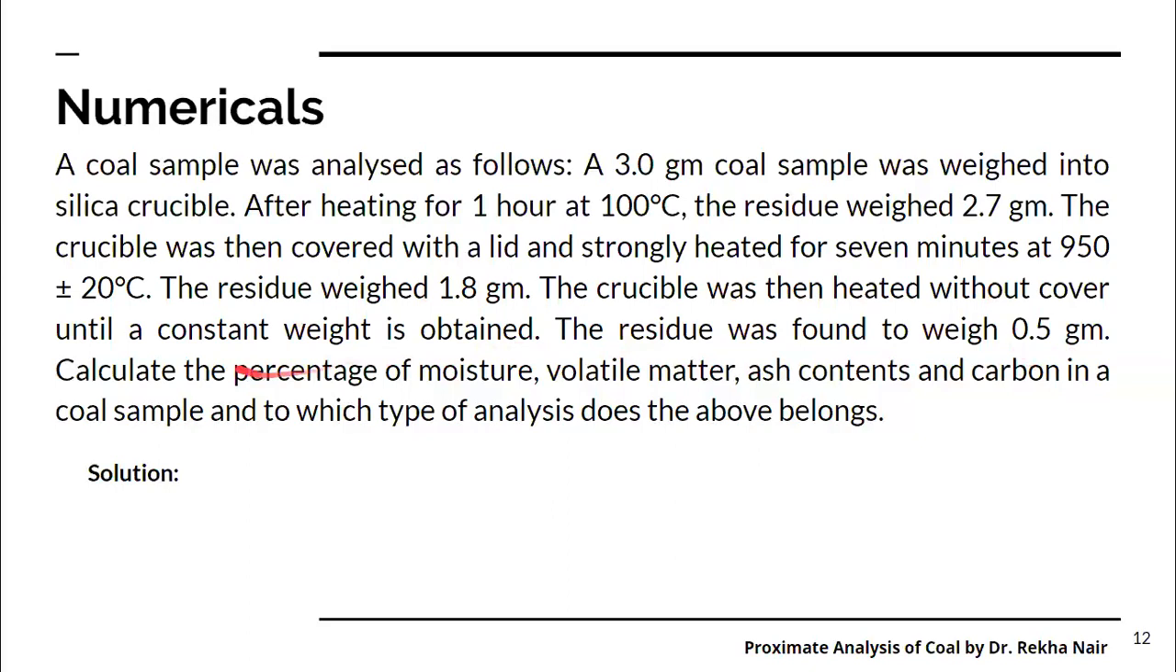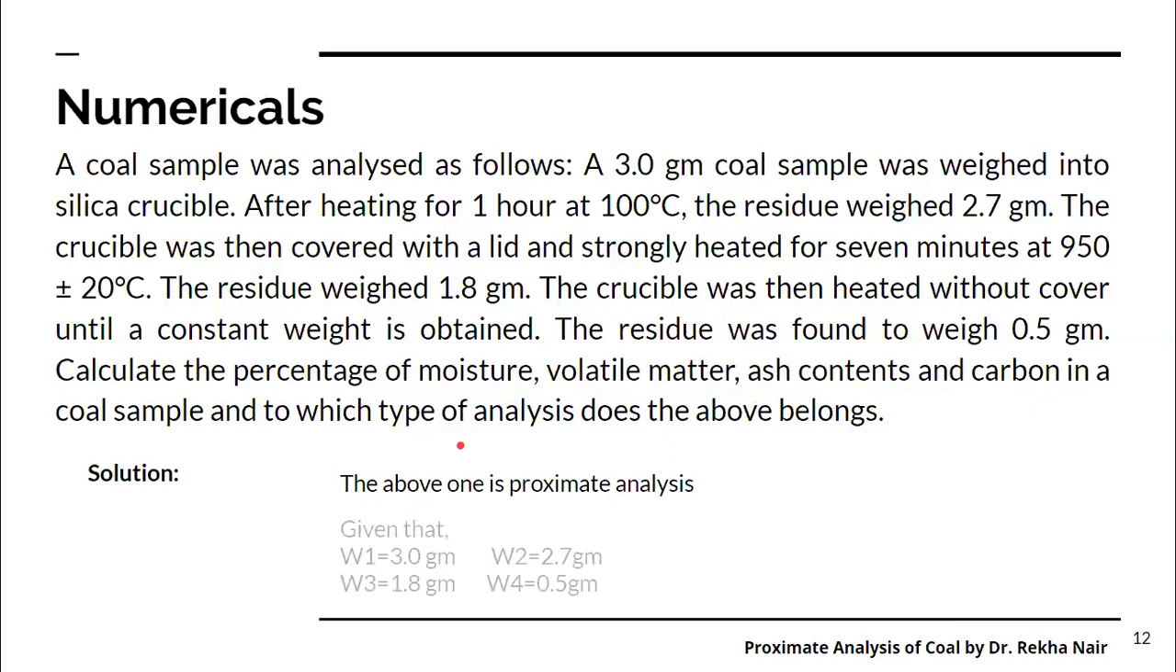They are asking to calculate the percentage of moisture, volatile matter, ash content and carbon in the coal sample, and to which type of analysis the above belongs. It is understood that the analysis is proximate analysis. So let us calculate the percentage of moisture, volatile matter, ash content and fixed carbon. Given that W1 is 3 gram, W2 is 2.7 gram, W3 is 1.8 gram, W4 is 0.5 gram.